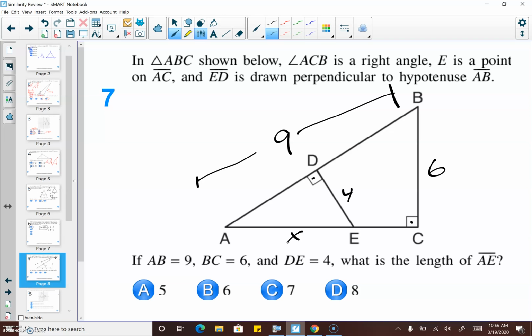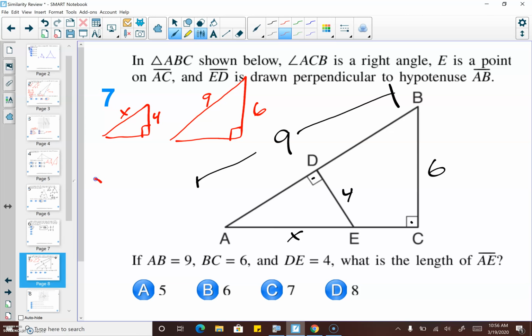So if I take a look at what we have here, I need to redraw my picture so that the right angles are in the same spot. I'm going to keep my big triangle facing the exact same way. So that would give me a 6, and that would give me a 9. Then I need to take my small triangle and basically flip it over so that it looks like that. And that's going to give me a 4 and an X.